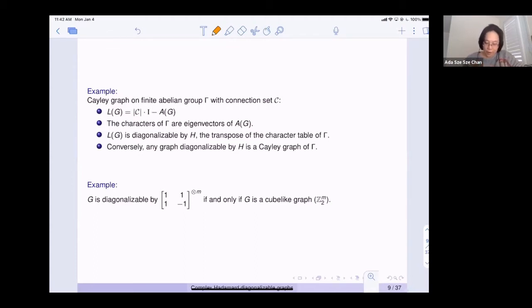So we talk about cube-like graphs. This here is the Sylvester construction of a Hadamard matrix. You just take the 2 by 2 Hadamard matrix and take the Kronecker product of itself. And this is the character table of the group Z_2 to the m. So a graph is diagonalizable by this matrix if and only if it's a Cayley graph of the group Z_2 to the m, which we call a cube-like graph.